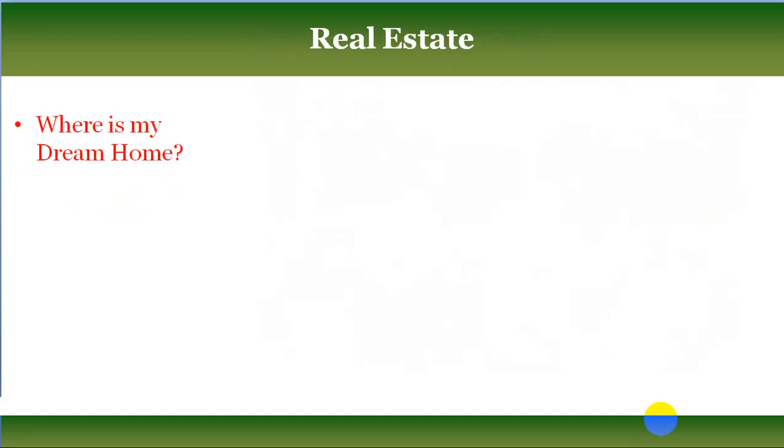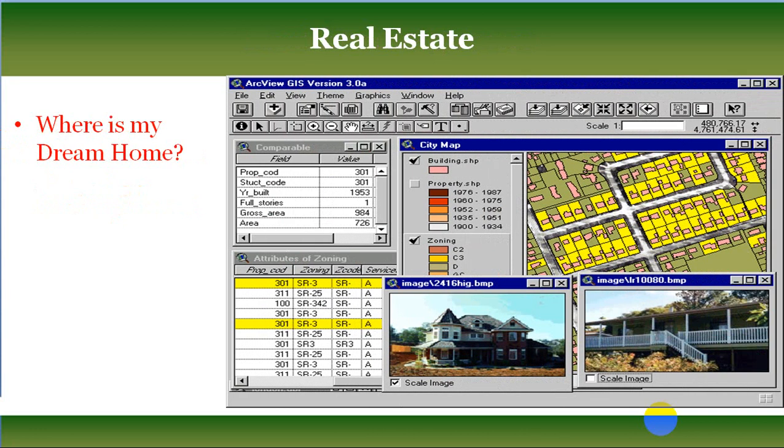Real estate: where is my dream home? If you want to buy a particular home from a property dealer, you can visit their website or visit them physically, and you can find out using GIS where your dream home is, and whether this home that you want to purchase satisfies all your criteria or not. So in this case you can also use GIS in this way. Okay, so many more application areas are there.